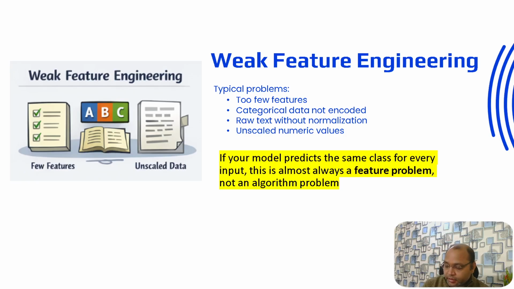Categorical data you can convert using one-hot encoding, and if you have raw text, you must normalize it. And unscaled numeric values: if your numeric values start from a minus, start from zero and go into the millions and billions, then you must normalize, because you have to keep your data on a scale. And if your model predicts the same class for every input, this is the bonus point, guys. This means there is a problem in the features, not a problem in the algorithm.